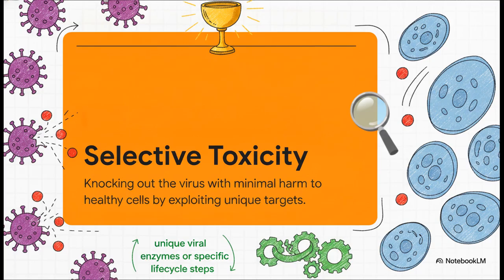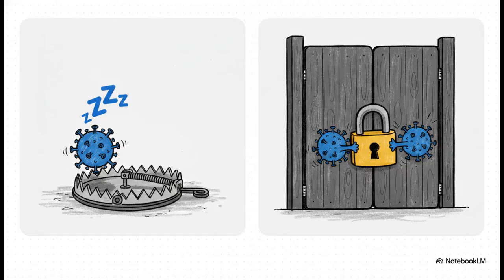And how do we do that? By designing drugs that specifically target unique viral enzymes or life cycle steps that human cells just don't have. Let's look at 2 incredible real-world examples of this.